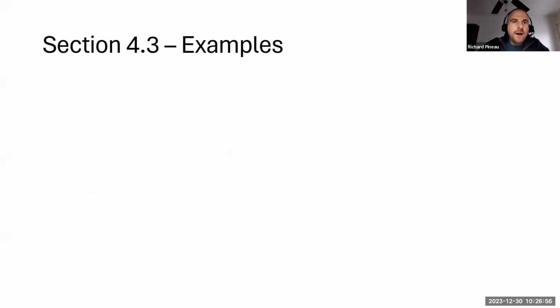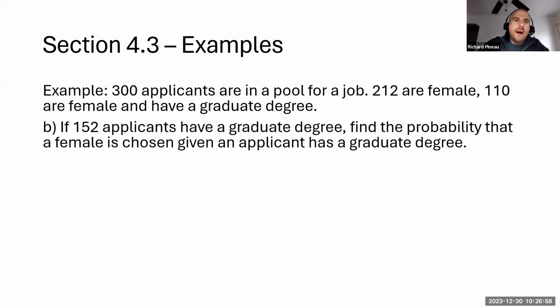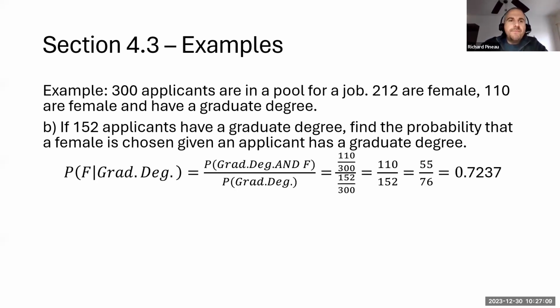Now, part B is asking us to figure out the following. If we have 152 applicants with a graduate degree, we want to find the probability that a female is chosen given an applicant has a graduate degree. Okay, so this is sort of the reverse, flipping the variables. People might wonder what happens with this.